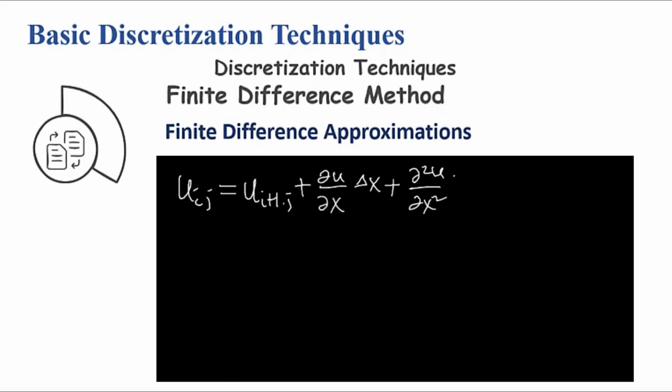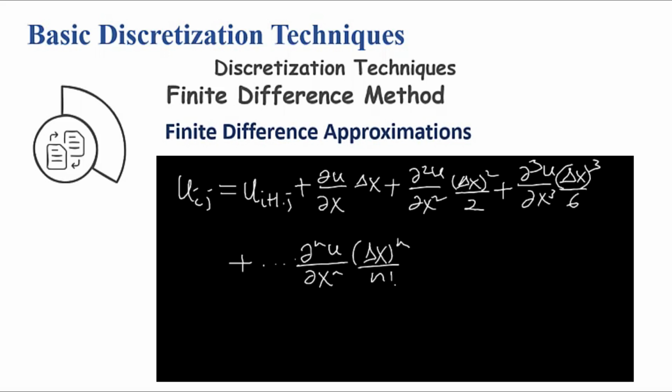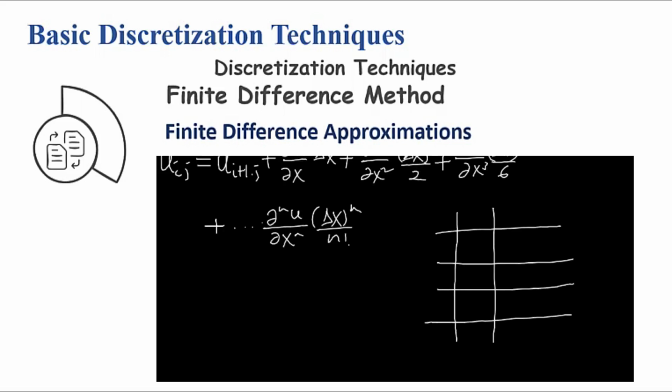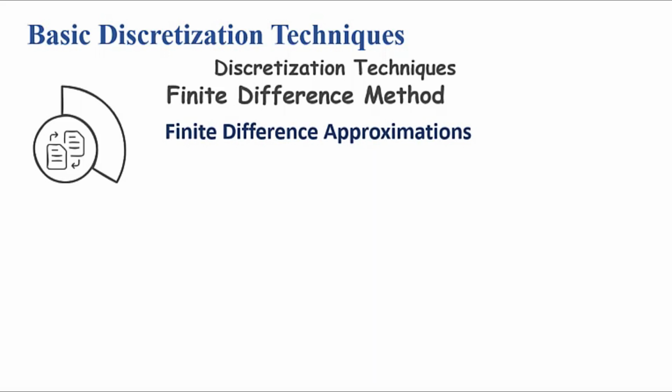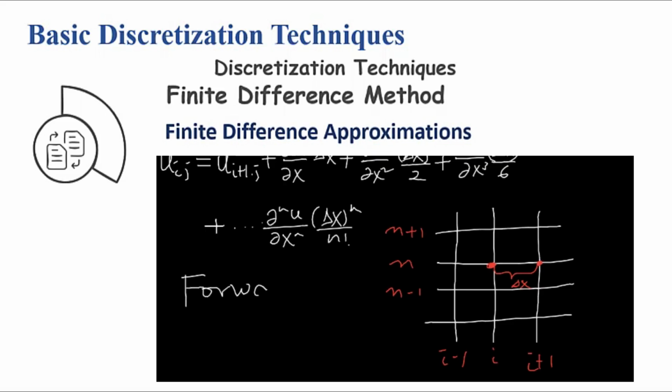Finite difference methods approximate derivatives numerically. This approximation derives from the Taylor series expansion, which helps us express a function in terms of its derivatives at a specific point. We have three finite difference approximations for the derivative of the velocity function with respect to x. First, forward difference.